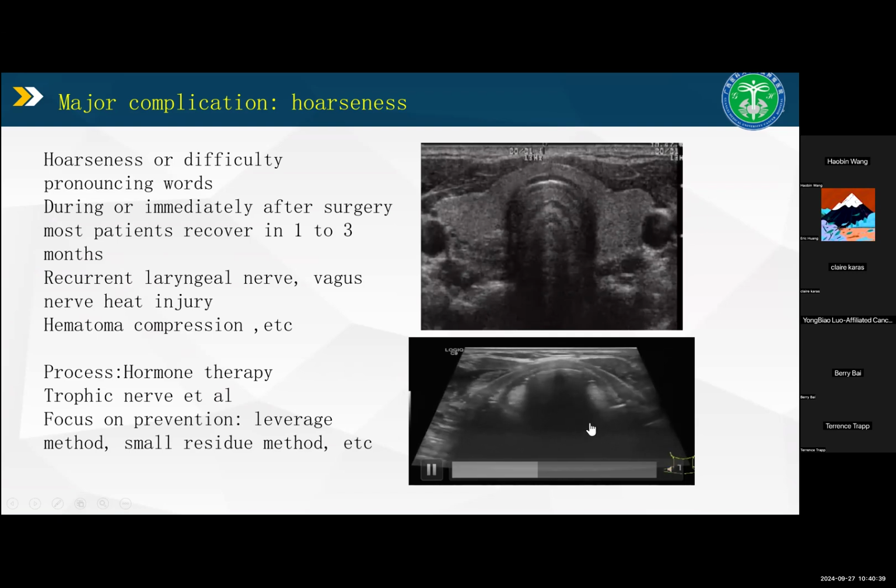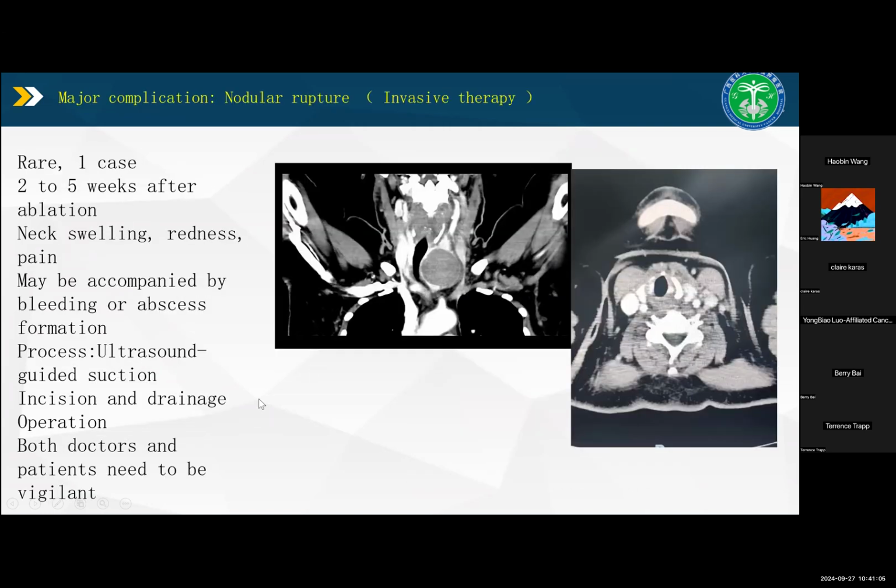In this ultrasound image, we can see that the vocal cord on the right side of the patient is movable, but the left vocal cord is fixed. And this nodular rupture needs invasive therapy.